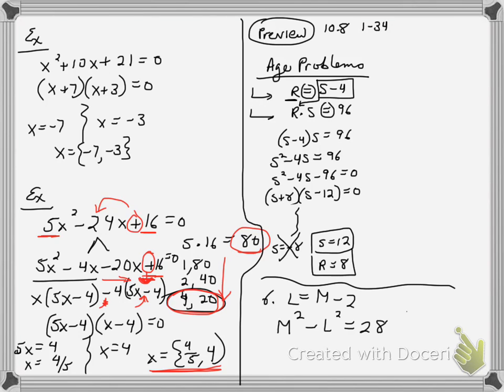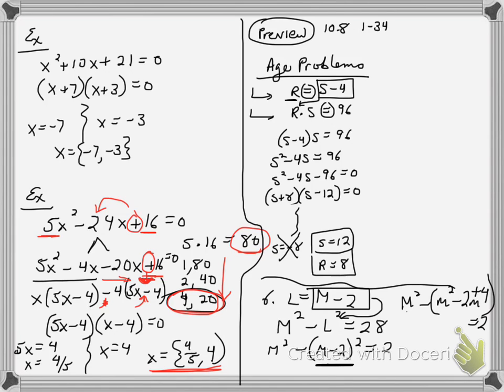So what would I do to solve this one? I would take the expression that represents L, I'd plug it in here. We're going to have M squared minus (M minus 2) squared equals 28. You'll need to expand this. Then I will have to simplify my left. My M squared minus M squared cancels out. That's going to make it much simpler here. Minus 2M plus 4 equals 2.